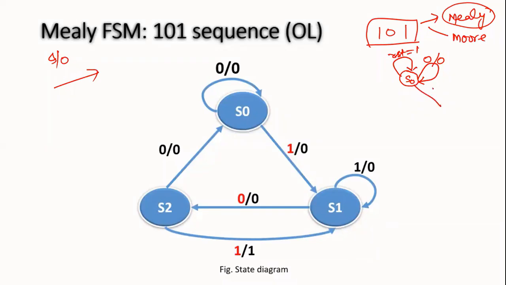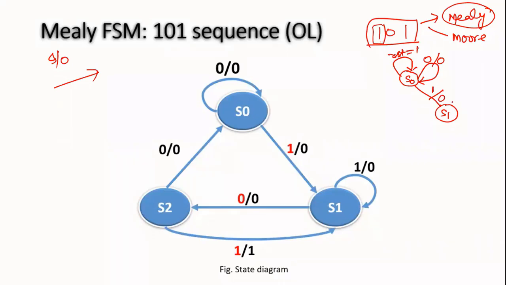Say I am giving input equal to 1. What would happen? It means that the first bit of your required pattern is being acquired. So you go to a state S1. Should I give any output? No, because I have received only the first bit of my pattern.